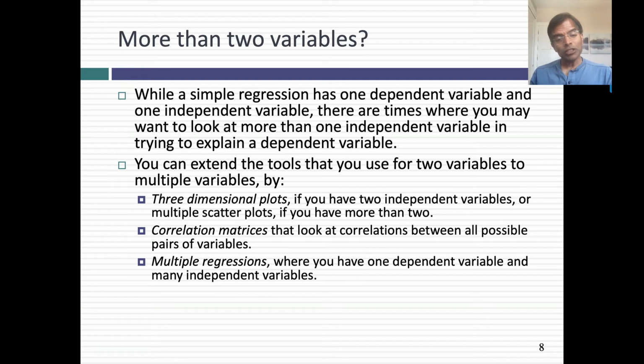And with regressions, the ordinary least squares regression that I talked about, two variables, you can extend that to what are called multiple regressions. You still have only one dependent variable, but you have many independent variables. How many? As many as you want, as long as you have the data.